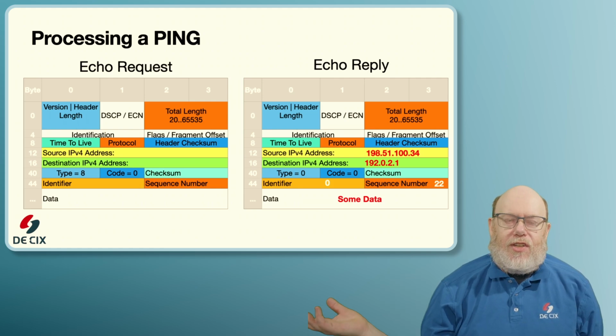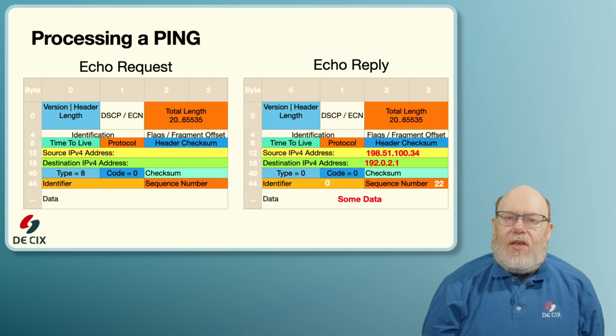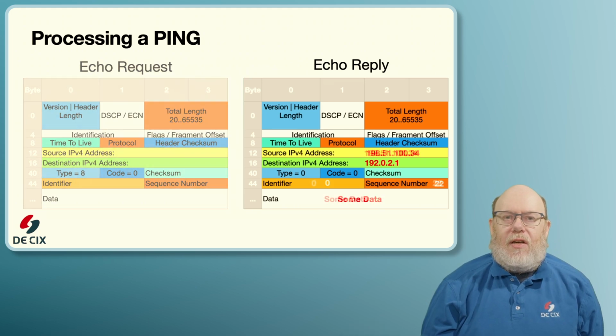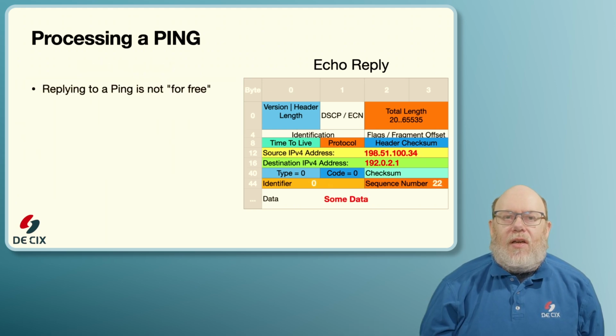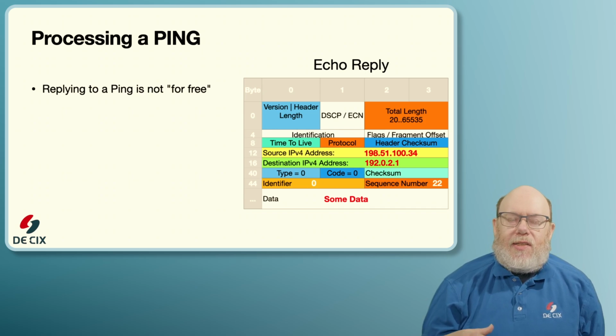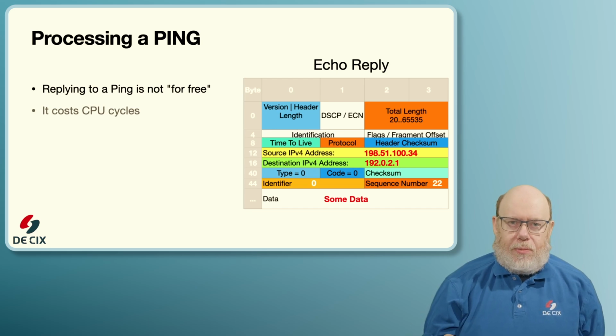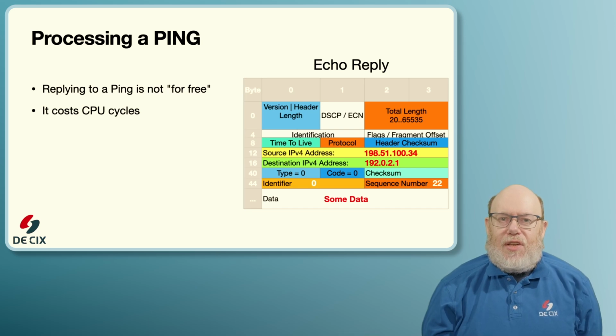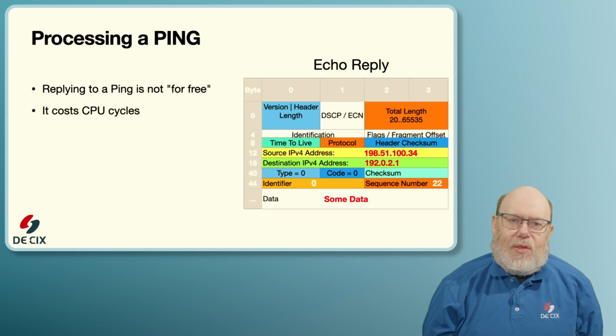And that's the whole magic of how ping works and how the pinging sender can match the replies to the pings sent out. And here you see that replying to a ping is actually not for free. The system which replies needs to do something. It needs to set up the reply, and this costs, of course, CPU cycles because some entity in the system has to do it, and usually that's the CPU.